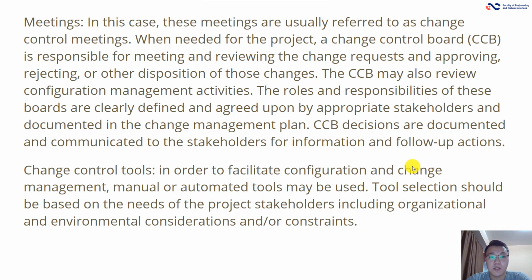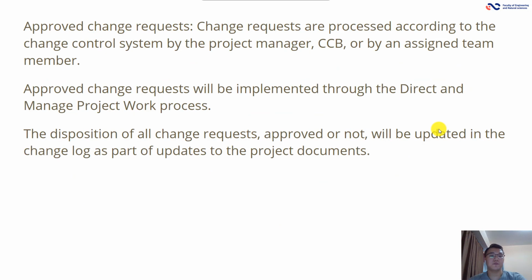Meetings. In this case, the meetings are usually referred to as change control meetings. Change control tools. In order to facilitate configuration and change management, manual or automated tools may be used. Tool selection should be based on the needs of the project stakeholders, including organizational and environmental considerations and constraints. Approved change requests. Change requests are processed according to the change control system by the project manager.